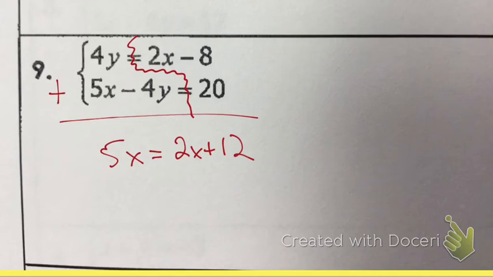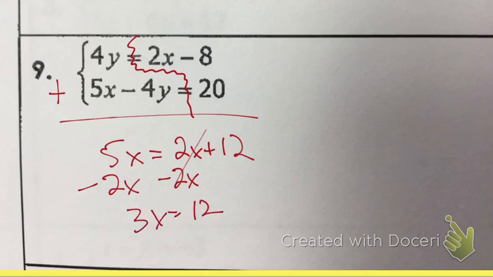Now, remember that first step to make that first equation in standard form? What did I do to both sides? Minus 2x. Look what I'm going to do right now. 3x is 12, so x has to be 4.